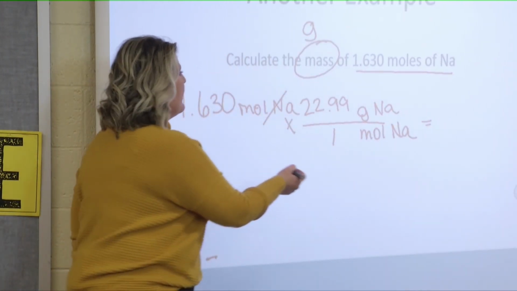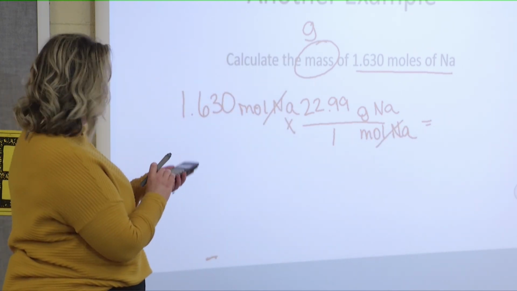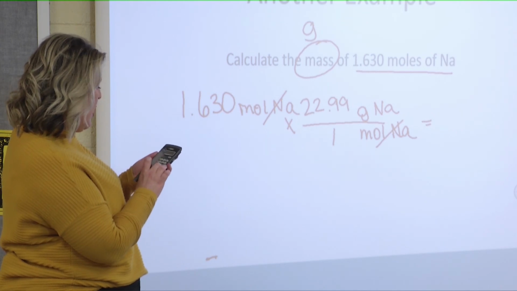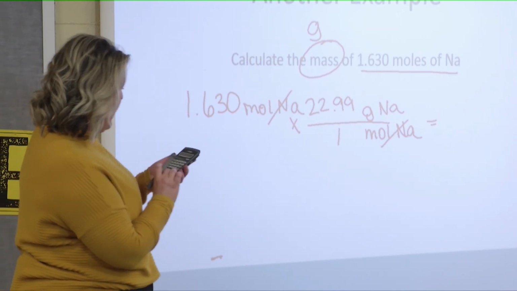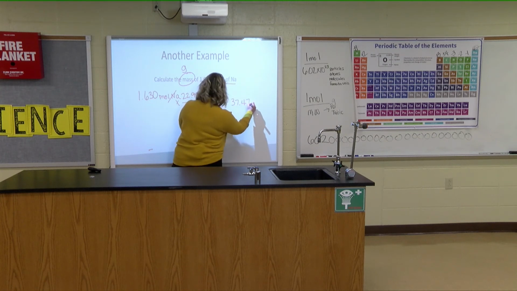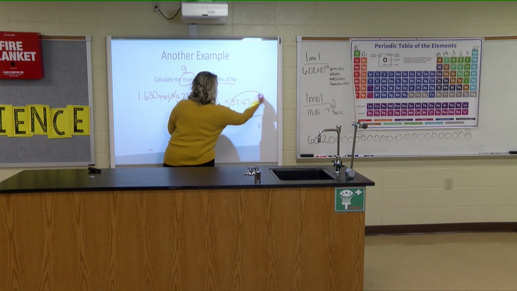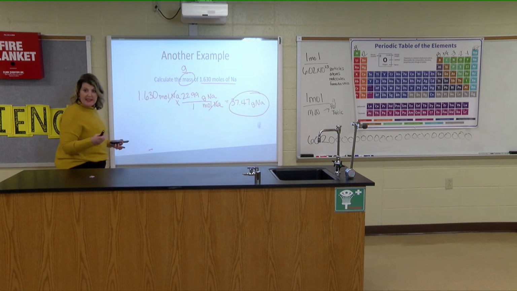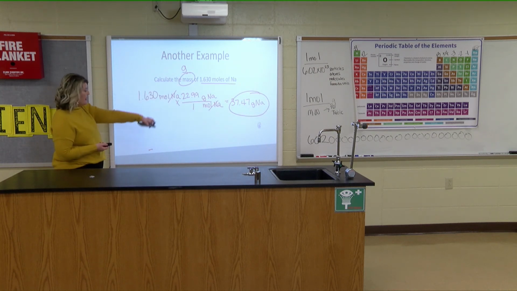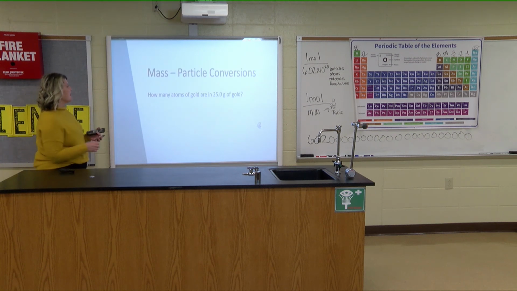You cross out moles and moles. You're left with the unit that you wanted, which was grams, so we put it in our calculator. You're going to type in 1.630 times 22.99, and that's going to give you 37.47 grams of Na. So same exact process. You're just using those two conversion factors. So let's try one of these.